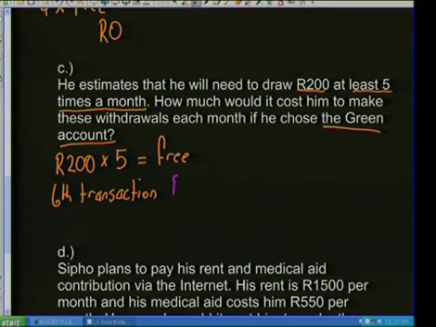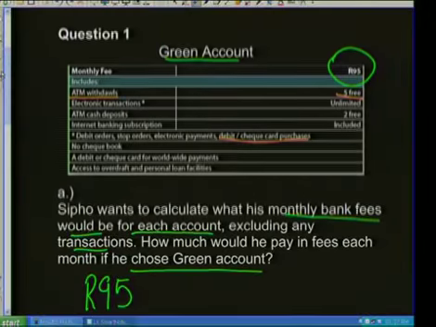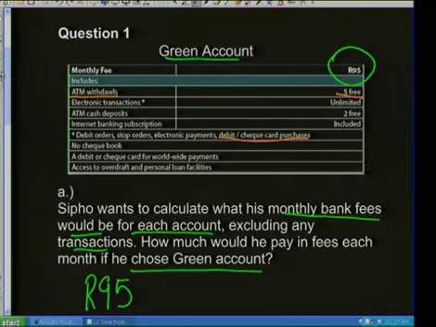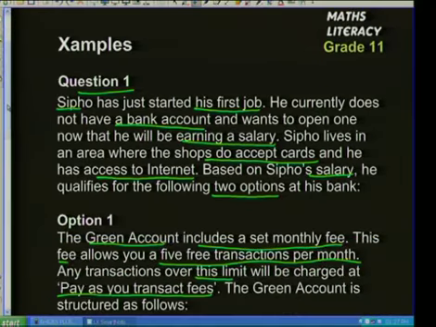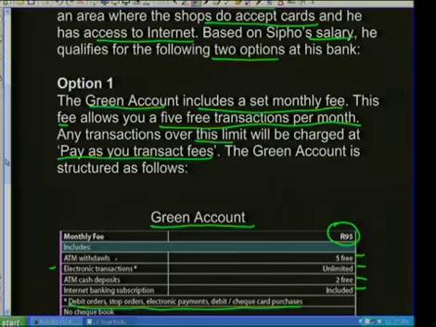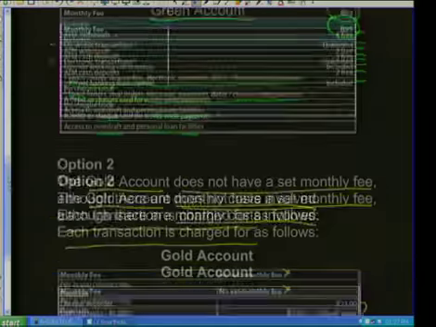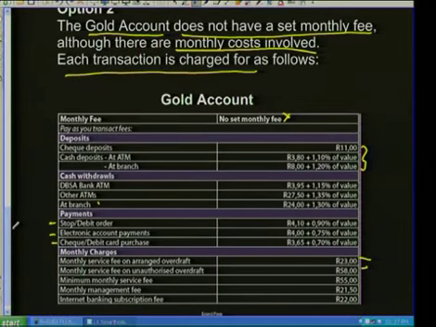Well, it is 200 Rand that he is withdrawing. And we're going to go back up here and see that for anything over and above that, in fact, if we go to the original question, going back a page, it says that option 1, any transaction over this will be charged a pay-as-you-transact fee. That pay-as-you-transact fee is actually in our gold account. So we are looking at a cash withdrawal at an ATM, a withdrawal at the bank's ATM, and he's paying this amount here.